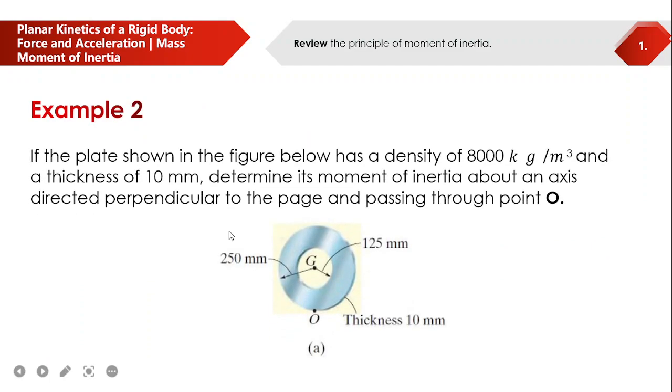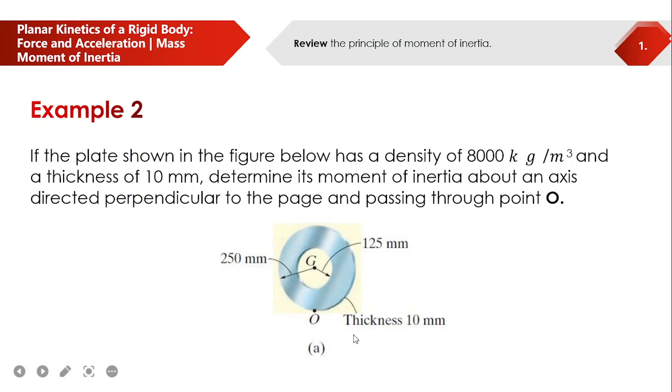Okay, for example, ayan. If the plate shown in the figure below has a density of 8,000 kilograms per cubic meter and a thickness of 10 millimeters, determine its moment of inertia about an axis directed perpendicular to the page and passing through the point O. Or perpendicular to the slide. So, yung plate natin dito has an outer radius na 250 mm and an inner radius of 120 mm, and its thickness is about 10 millimeters.